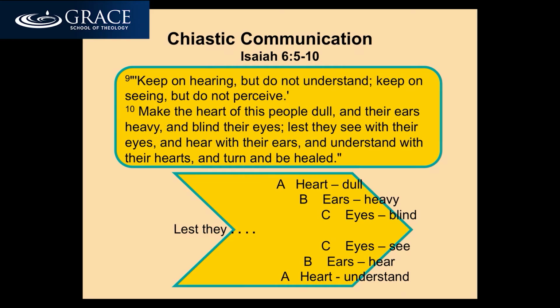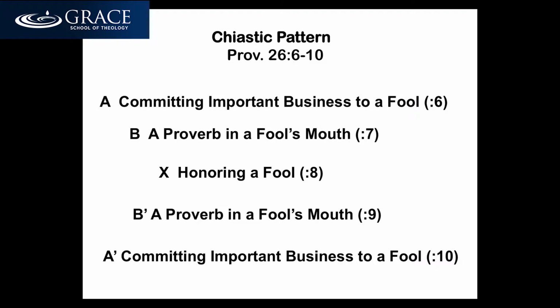Notice in Isaiah: keep on hearing but do not understand, keep on seeing but do not perceive. Make the heart of this people dull, their ears heavy, blind their eyes, lest they see with their eyes, hear with their ears, understand with their hearts, and turn and be healed. So notice the heart which is dull, the ears that are heavy, the eyes that are blind. He goes back to the eyes that see, the ears that hear, the heart that understands. This is a way to help you remember what has been said. Not only the usage of anatomical items like heart, ears, and eyes, but also a description of them, dull, heavy, and blind, and then inverting and going back the other way. All of these are ways of helping you remember what the passage is saying.